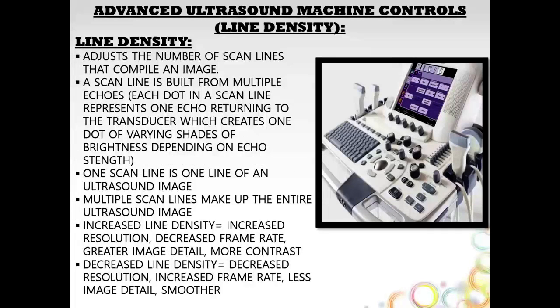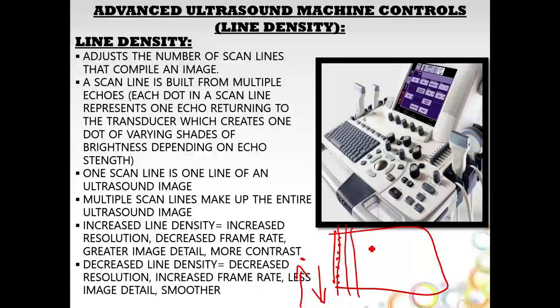Line density. This is the number of scan lines that compile an image. Remember that the sound wave goes into the tissue and returns, and you get a dot of information for each echo. And these dots of information get built up, and all those dots turn into one line of information. And the ultrasound image is made up of multiple lines of information, and all these lines together, these are our scan lines, comprise the ultrasound image.